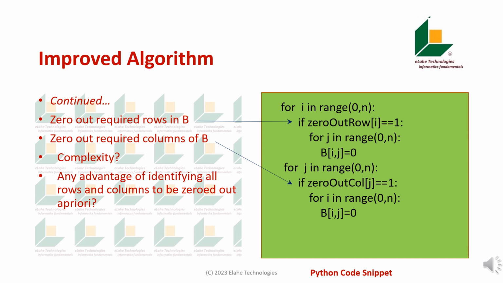Is there any advantage of identifying all rows and columns to be zeroed out a priori? The answer is yes, since in the previous version of the algorithm, if there are k zeros in a row or column, the row or column was being zeroed out k times. By avoiding these redundant computations, we have managed to reduce the overall time complexity from order n cube to order n square. The space complexity is order n square, including the order n square space used by the copy B of matrix A, and order n space used by the arrays zeroOut_row and zeroOut_col.